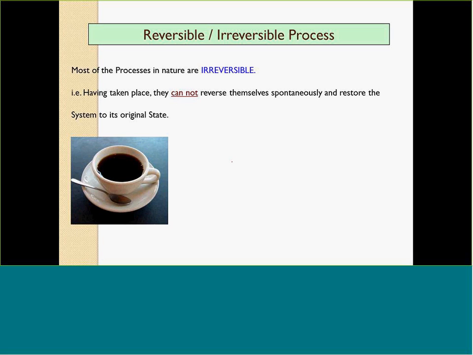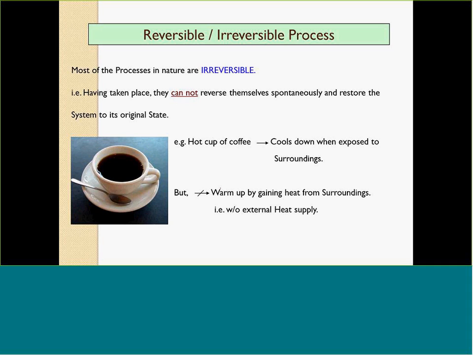Let's say you have a cup of coffee. It cools when exposed to the surroundings. We would need to gain heat, but we can't gain heat from the surroundings without external heat. The coffee will not become hot anymore.